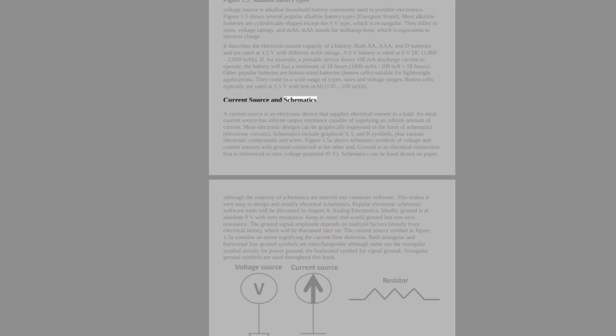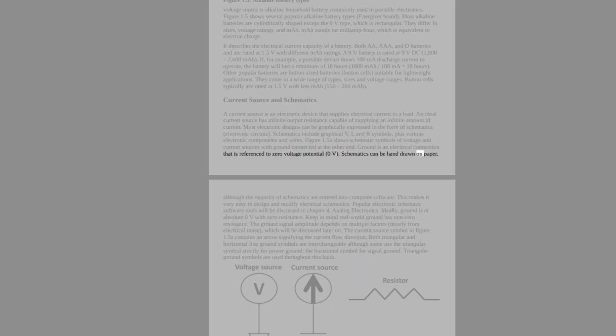Current source and schematics. A current source is an electronic device that supplies electrical current to a load. An ideal current source has infinite output resistance capable of supplying an infinite amount of current. Most electronic designs can be graphically expressed in the form of schematics, electronic circuits. Schematics include graphical V, I, and R symbols, plus various electronic components and wires. Figure 1.5a shows schematic symbols of voltage and current sources with ground connected at the other end. Ground is an electrical connection that is referenced to zero voltage potential, 0V.